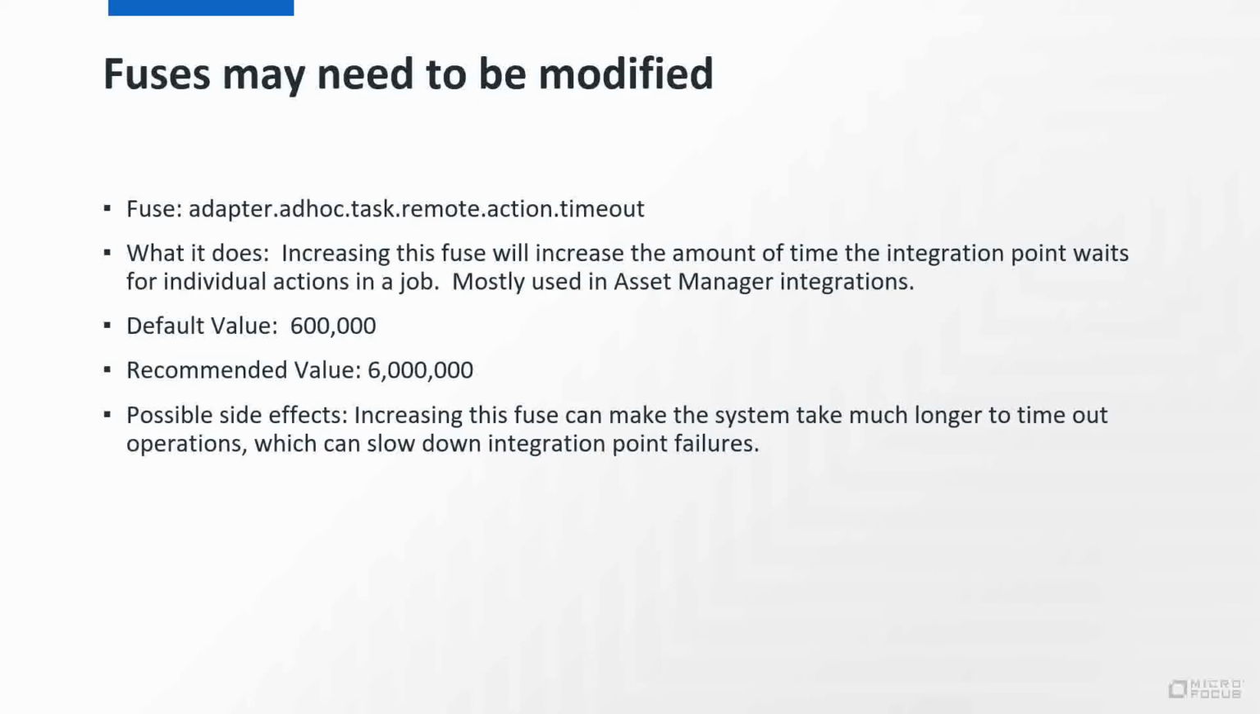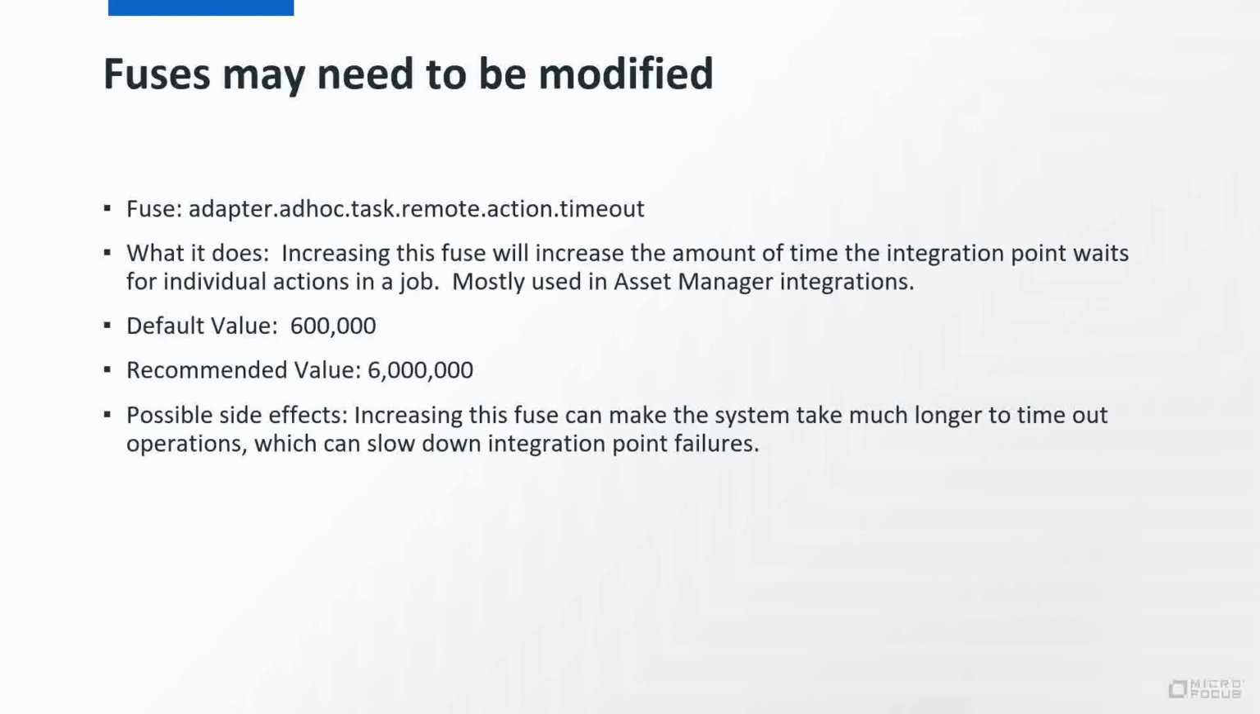The ad hoc task remote action timeout increases the amount of time that the integration point is going to wait for individual actions in the job. We actually do commonly increase this fuse. It is a fuse that's listed in milliseconds, so the default value is 600,000 milliseconds. The recommended value is 6 million milliseconds, or 6,000 seconds, which is almost an hour and 45 minutes.